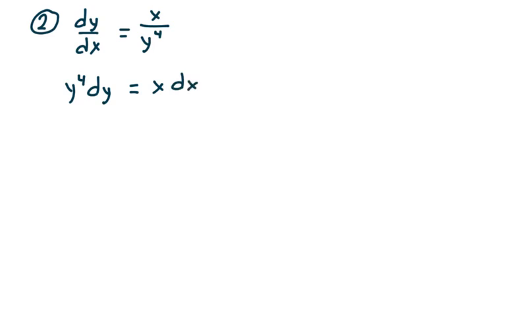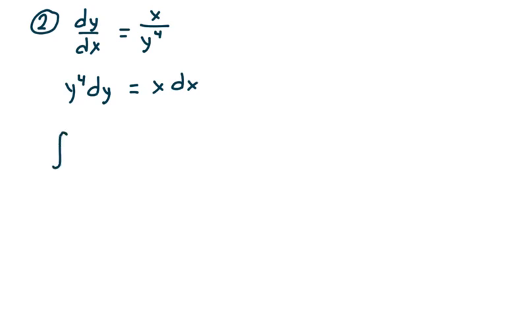Suppose we are given dy/dx is equal to x over y raised to the 4th. And so we can write this as follows. We can say y to the 4th dy is the same as x dx. So you can think of it as sort of like cross multiplying.